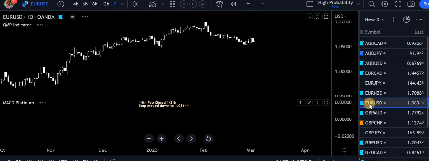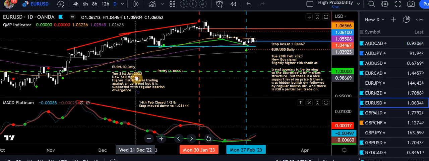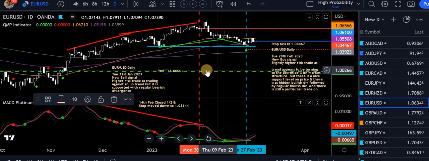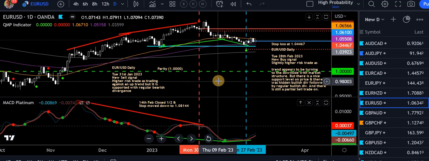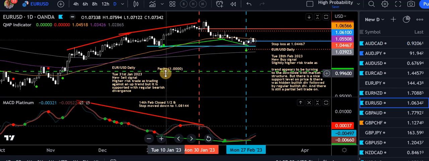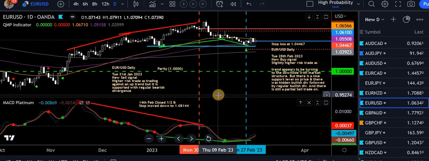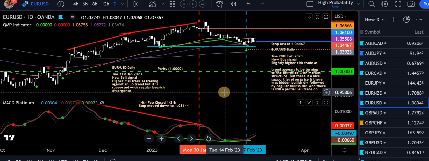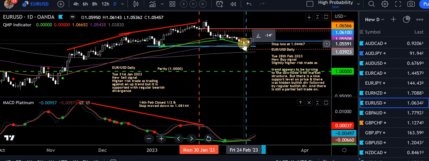Euro USD in a sell from the 31st of Jan. This number here, this big line is parity, 1.00. Parity. It's obviously a huge number. So we've already closed half, into that 14th. Yeah, moved it down and we dragged the stop above that high there and it's gone down. So we can't lose on the sell, all good.